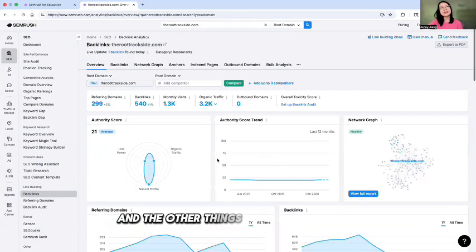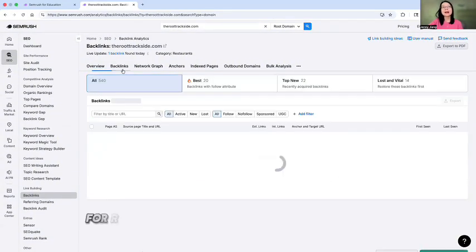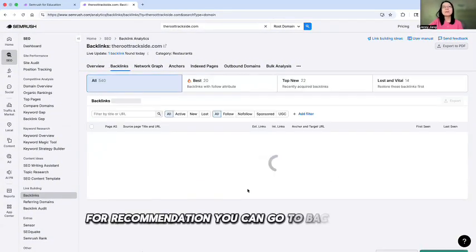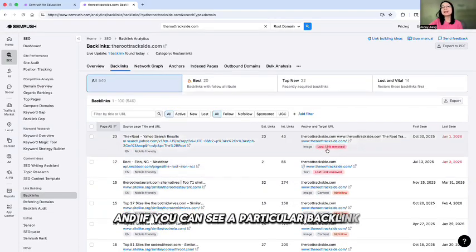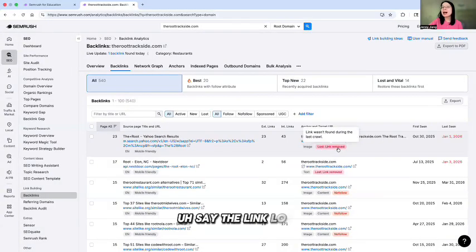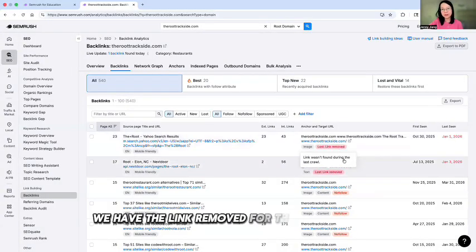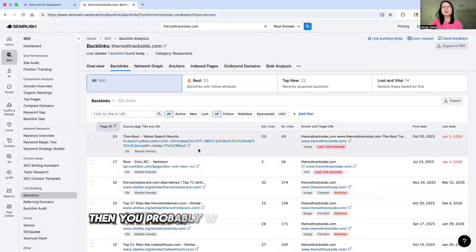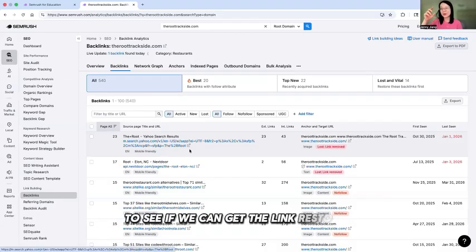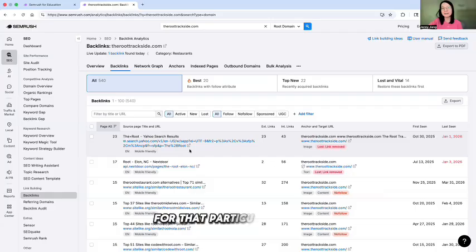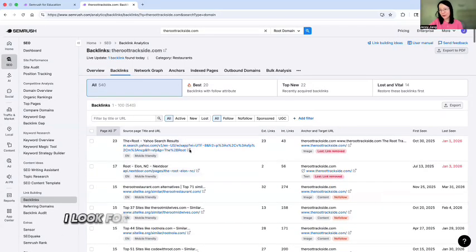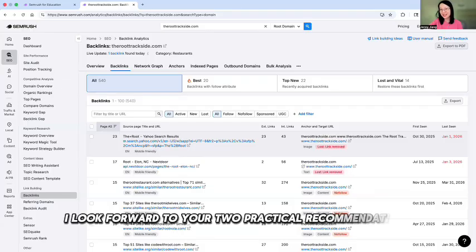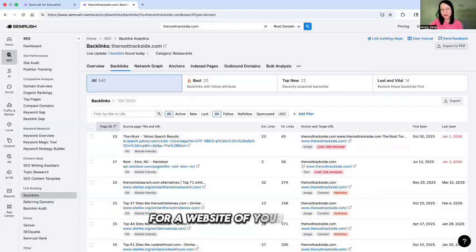And the other thing you can look into for recommendations, you can go to backlinks. If you can see a particular backlink, say the link lost, we have the link removed for those two entries, then you probably want to look into the details to see if we can get the link restored for that particular website. Okay, so I look forward to your two practical recommendations for a website of your choice.